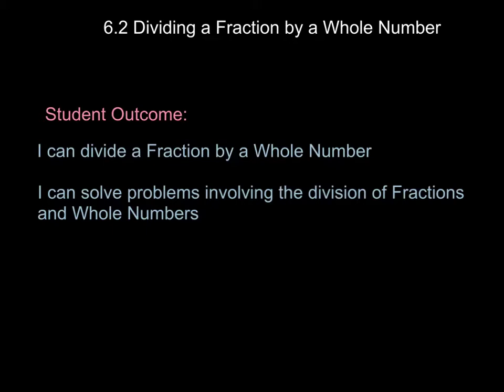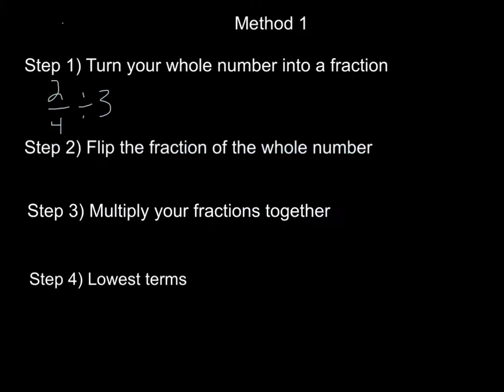So let's take a look at method number 1. Our first method has 4 key steps. The example we're looking at today is 2 out of 4 divided by 3. The first step is to turn our whole number, that 3, into a fraction. All we're going to do for that is put it over 1. Now we've got our 3 turned into a fraction.